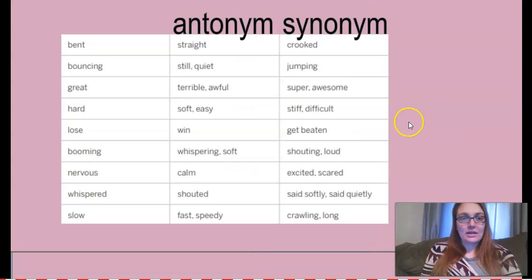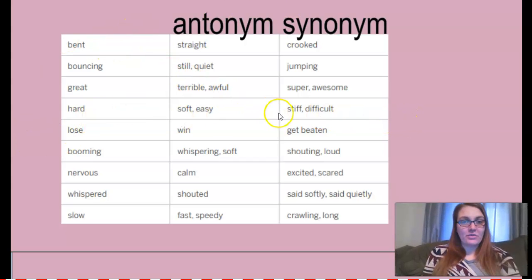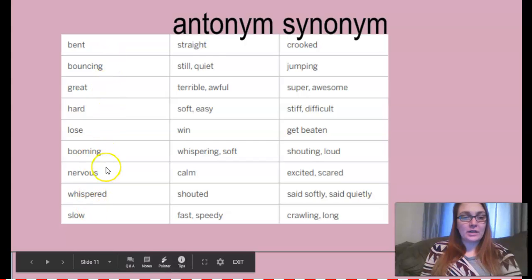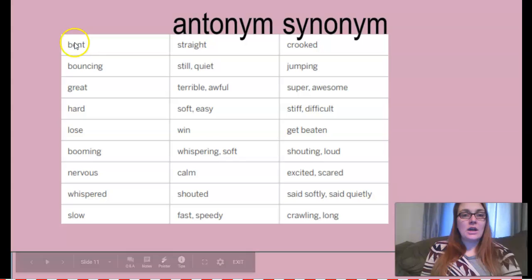Okay. Now let's look at this list. So we have 3 columns, looking at antonyms and synonyms. Antonyms are words that mean the opposite, and synonyms are words that are the same. So in the very first column, we have a list of words, and then we have sample antonyms and sample synonyms, the other 2 columns.